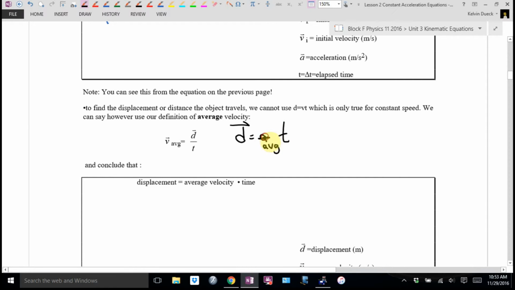Oh, that's an A. Why did I put an A there? Try that again, Mr. Duick. Average velocity times time. If you're speeding up and slowing down, as long as I know your average velocity, I can multiply that by the time, and I'm going to be okay. I'm going to use one more thing.